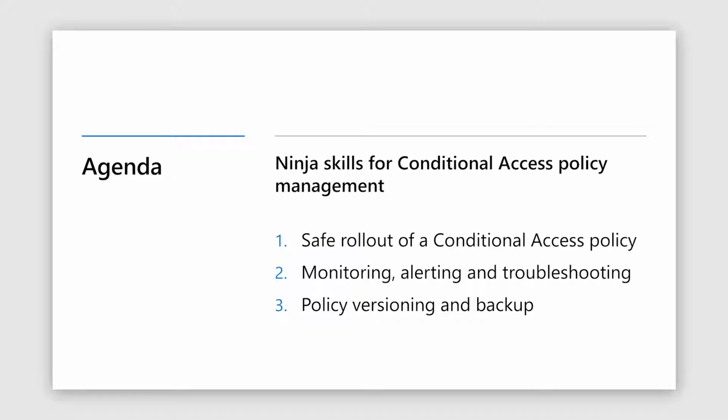First, we'll demo the safe rollout of a policy using the Quick Start template in pre-production, and we'll move it to a production tenant in report-only mode. Then we'll show you how to monitor and troubleshoot your policy, and we'll set an alert on policy changes. Lastly, we'll show you how to do version control and policy backup. Now, Carlos will walk you through deploying a policy with safe rollout.